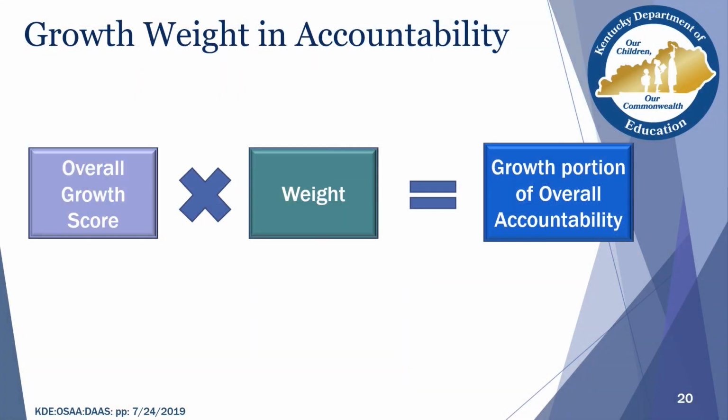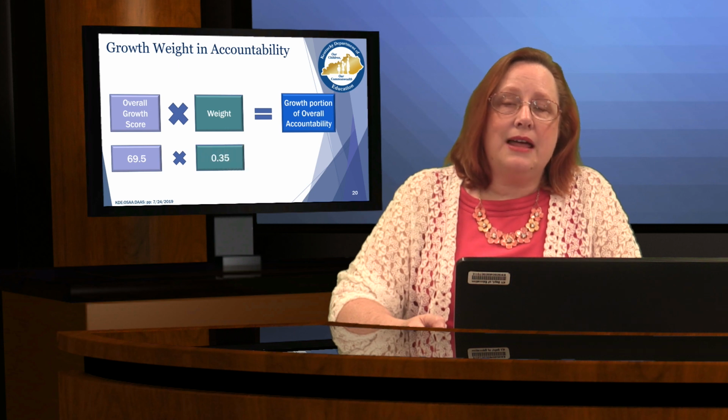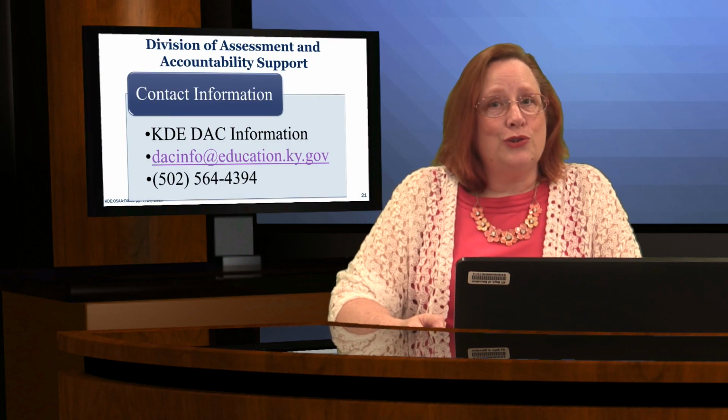We take our overall growth score and multiply it by 35% or 0.35. This results in 24.3 for the growth portion of overall accountability for elementary and middle schools. There will be additional information concerning how to calculate this and the other indicators for the overall accountability numbers shared before the public release of data. This concludes our module on growth.